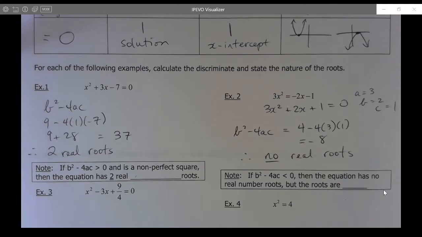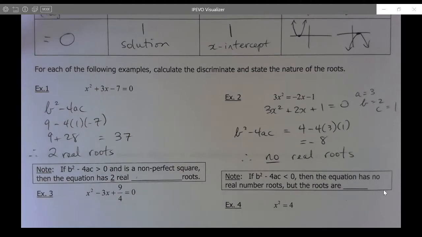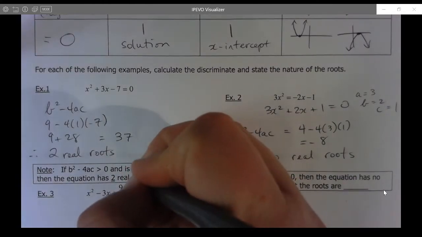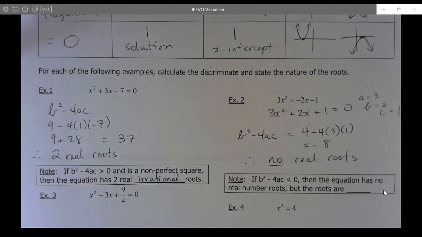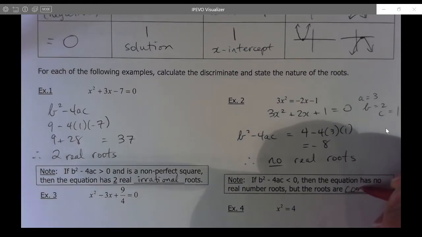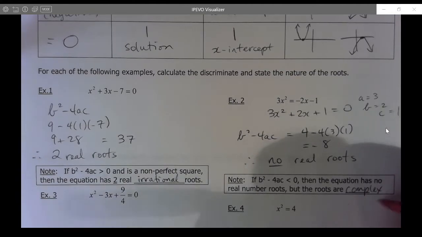Note, if b squared minus 4ac is greater than 0, like it was in the above example 1, and it's a non-perfect square, 37 is definitely a non-perfect square, the equation has two real but irrational roots. Notice that if b squared minus 4ac is less than 0, then the equation has no real number roots, but the roots are, and the word for this is either complex or imaginary.